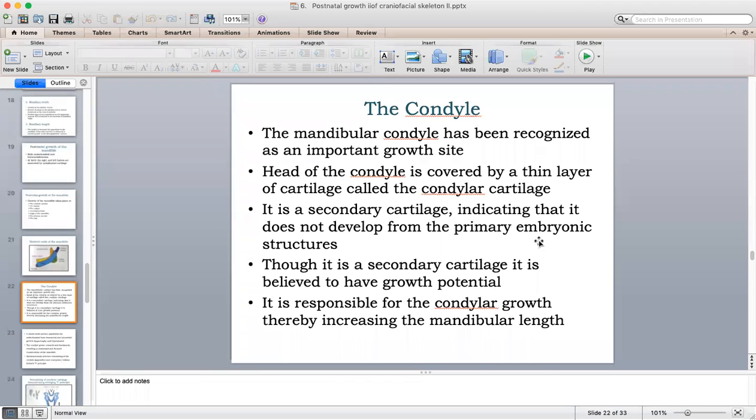So whenever you see a mandible, on top there is a condyle which articulates with the temporal fossa. Whenever there is growth in the condyle, it pushes the entire mandible downward and forward, increasing its length. So the condylar growth, the cartilaginous growth in the condyle of the mandible, contributes to the lengthening of the entire mandibular bone.